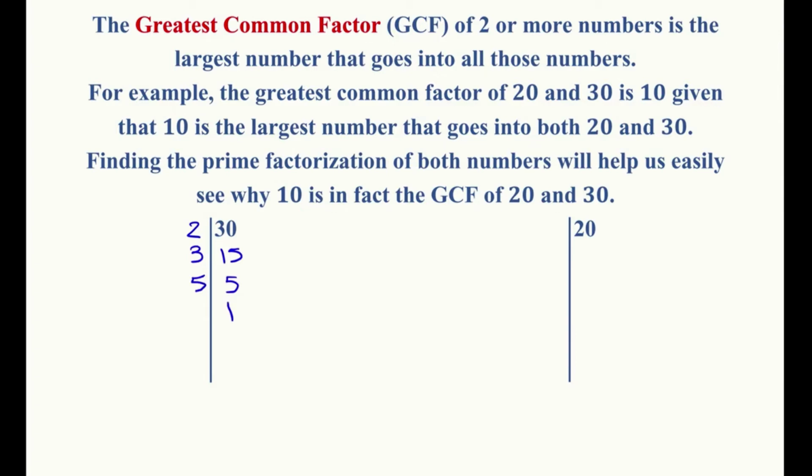And on the right we have 20. We start with 2, we divide, we get 10, 2 again will give us 5, and 5 will give us 1. Now if you look at the prime factorizations, you can see they have exactly one 2 and one 5 in common. So the GCF is just going to be 2 times 5, which is precisely 10. This way you can tell beyond the shadow of a doubt that 10 is the GCF of 20 and 30.